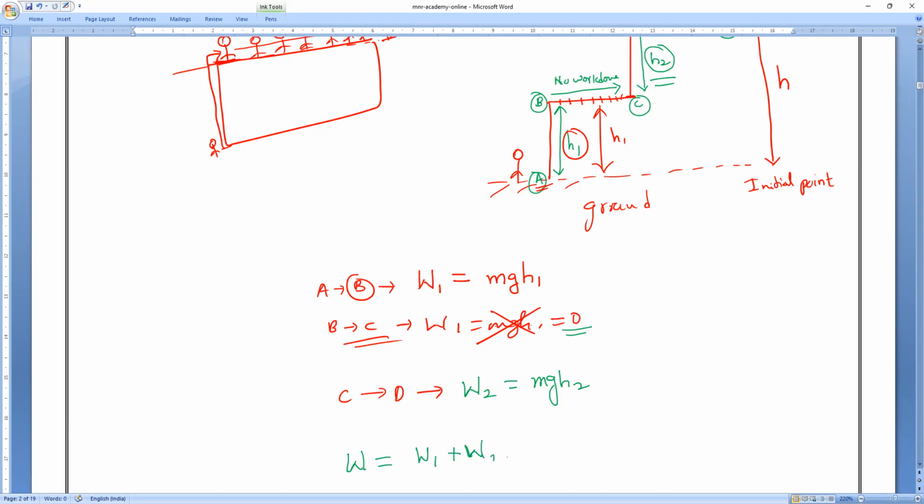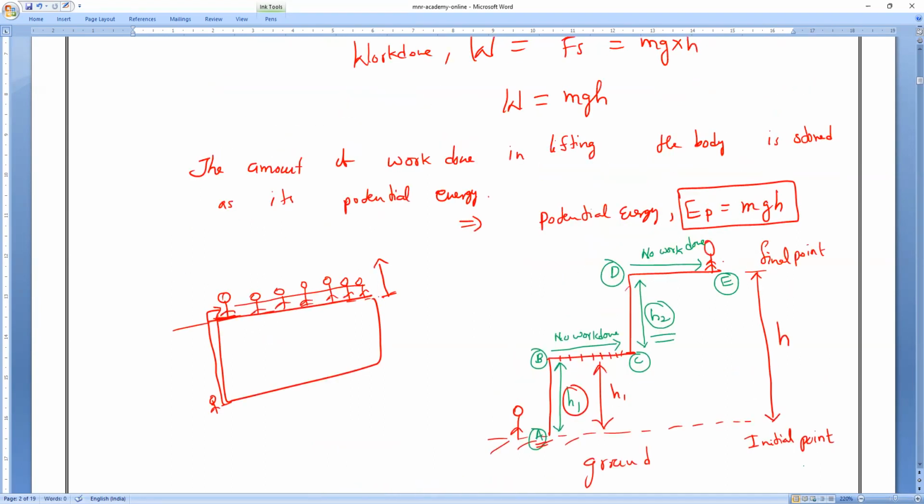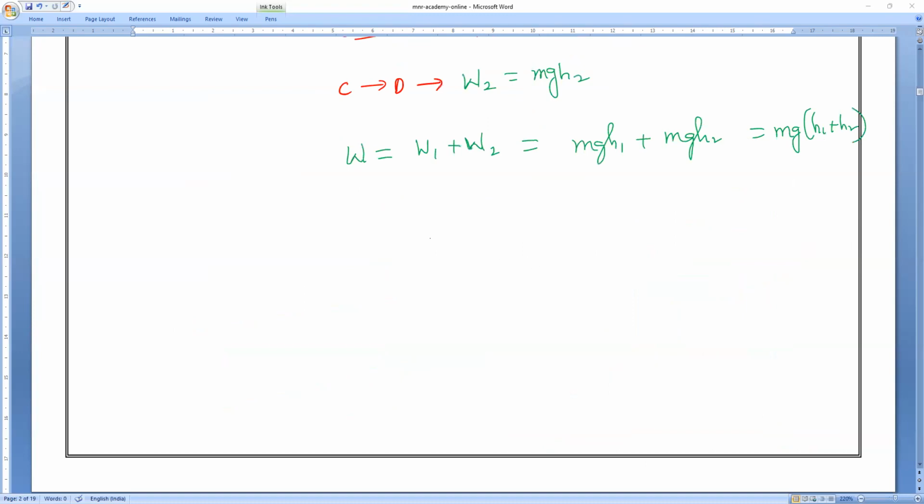Now if I make the total, the total work done equals W1 plus W2, which equals mgh1 plus mgh2. In both cases, mg is common, so I'll take h1 plus h2 outside. If I join h1 and h2 together, up to here and up to here, both the heights, if I add them, I get H. So the potential energy or work done to reach that height equals mgh, which is the potential energy possessed by the body.